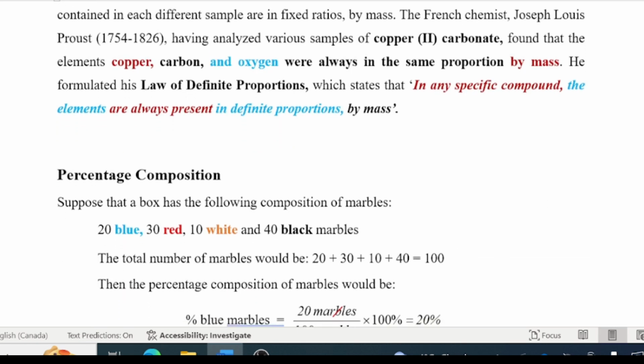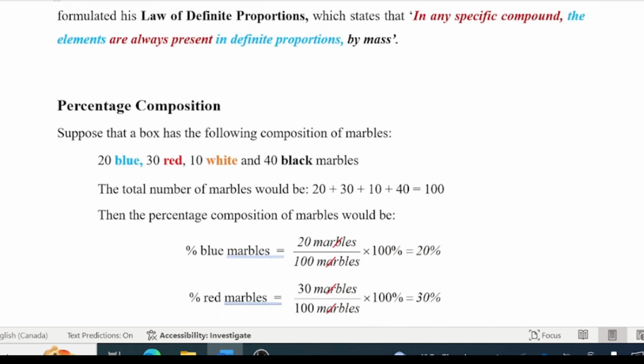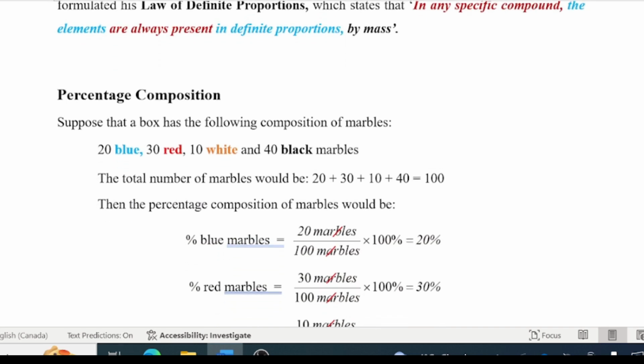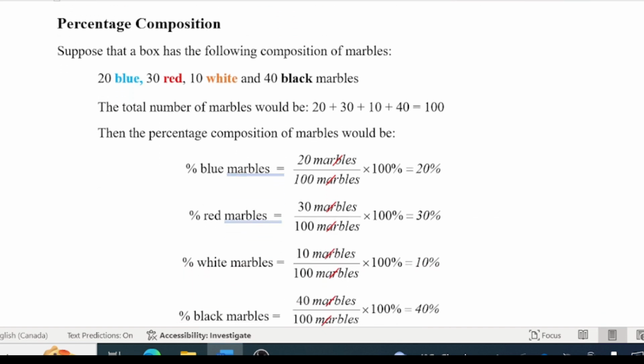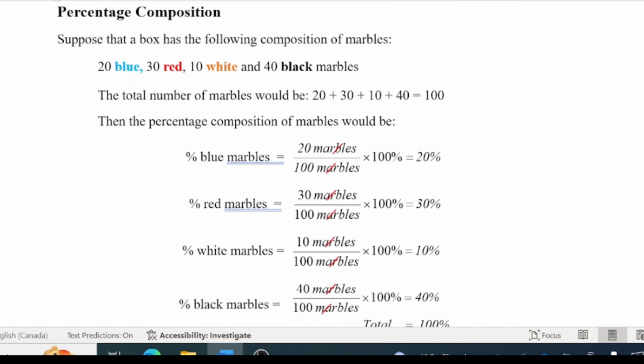Now I want to introduce to you how you find the percentage compositions of the elements in a compound. But first of all, we use marbles to show how that can be done. Let us suppose in a box you have 20 blue marbles, 30 red ones, 10 white ones, and 40 black ones. And someone asks you to calculate the percentage of each different colored marble in that box. What we'll do, we will find the total number of marbles, which in this case is 100. Then we take each colored marble count and put it over the total and multiply by 100%.